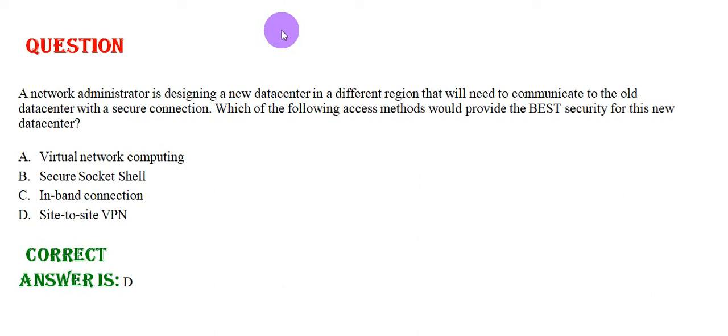A network administrator is designing a new data center in a different region that will need to communicate to the old data center with a secure connection. Which of the following access methods would provide the best security for this new data center? Option A, virtual network computing. Option B, secure shell. Option C, in-band connection. Option D, site-to-site VPN. The correct answer is option D.